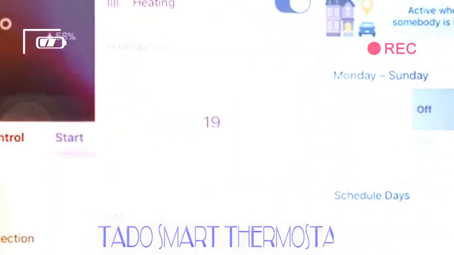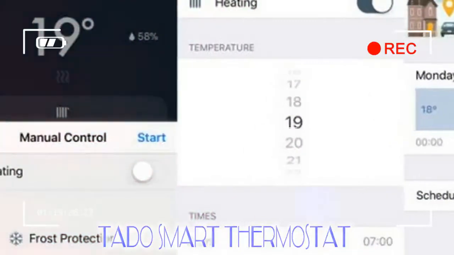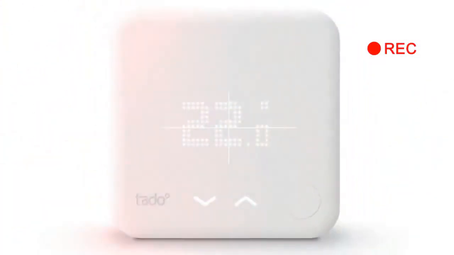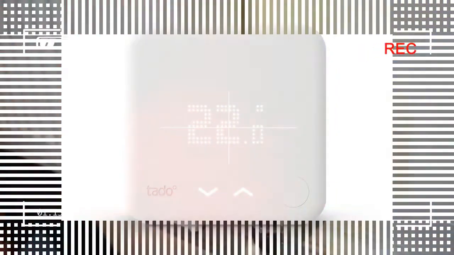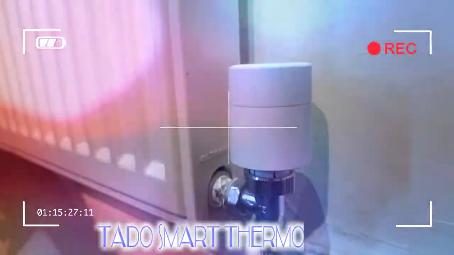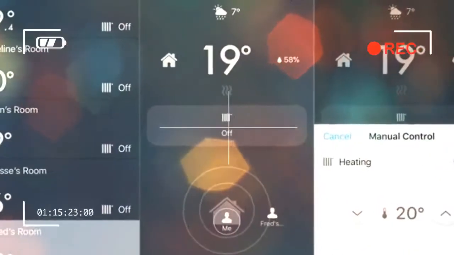Price and availability. At present the Tado Smart Thermostat is only available in the UK and select European countries. The Tado cooling system which controls AC systems is available in the US and Australia, so the Smart Thermostat may one day make its way to those countries too.